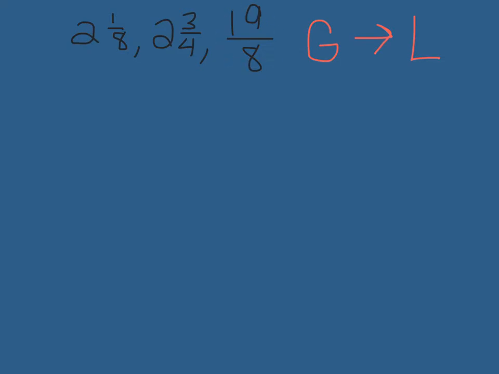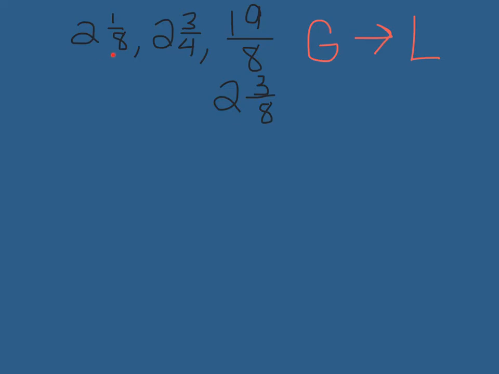So I need to divide 19 divided by 8. 8 goes into 19, 2 whole times, so that's 16. Then I have 3 left over. That's my remainder, and my denominator stays the same. So now I have 2 3/8. So now I can compare these.